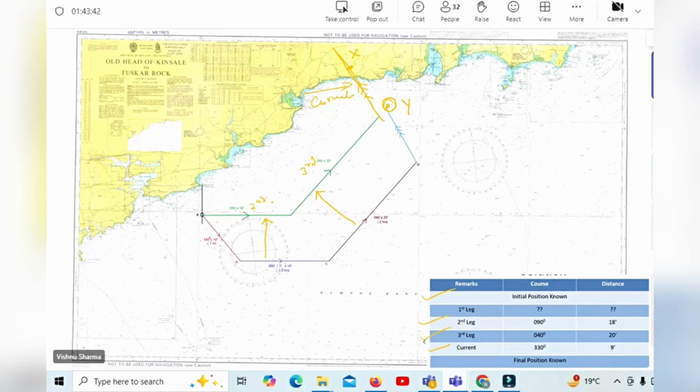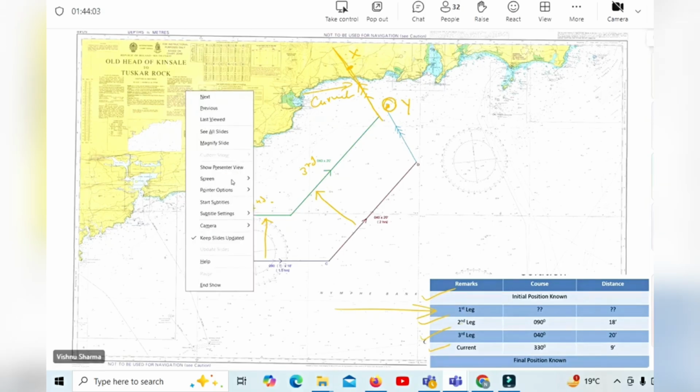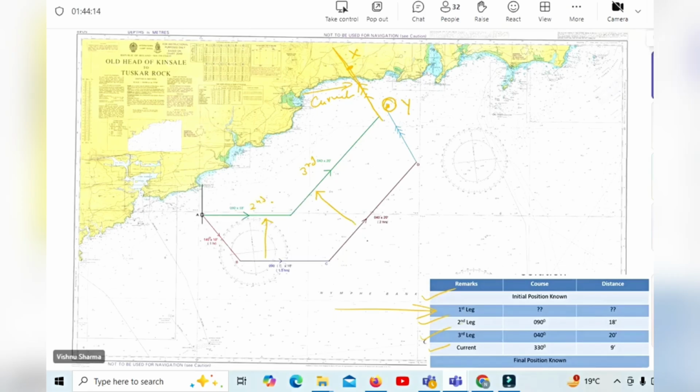Correct, beta? In this plot of second, third, and current, what has not been plotted yet, guys? What has not been plotted is the first leg, correct? If the first leg was not plotted, the ship should have been at X. But the ship has actually been found at Y. If the first leg is not plotted, you will expect the ship to be at X. Yes or no, beta? Am I right? Yes, sir. But where is the ship actually found? Ship is found at Y. I've named it Y now in the pen.